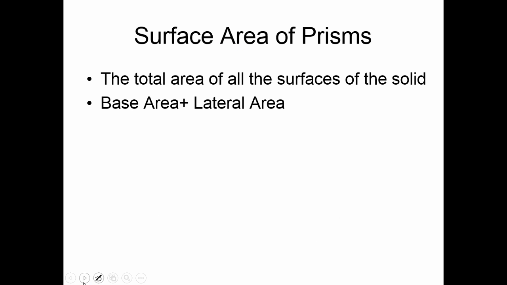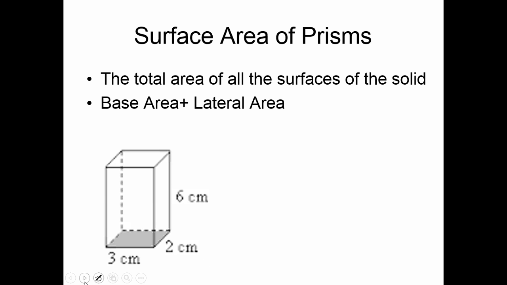But think about these figures in terms of their name, and that'll help you identify which is supposed to be the base. So for surface area of prisms, we could do a couple of things. We could think about the total area of all the surfaces of the solid. So we could think about base areas plus lateral areas. If we had to calculate the surface area of this prism, we could find the area of all the sides and add them together.